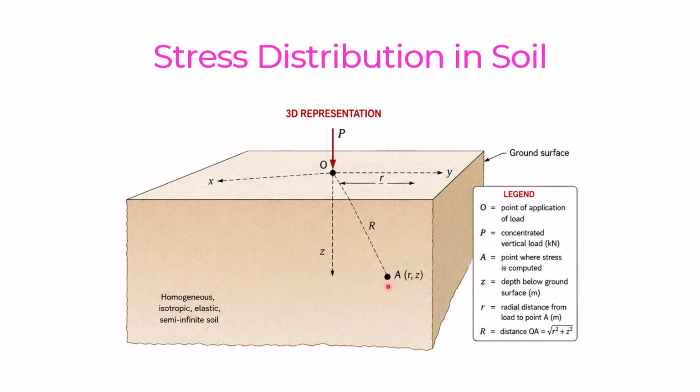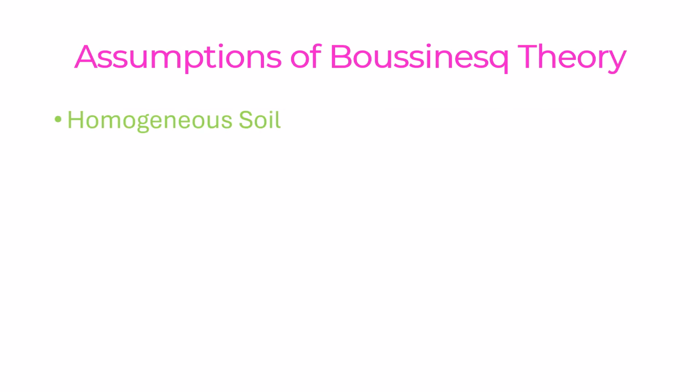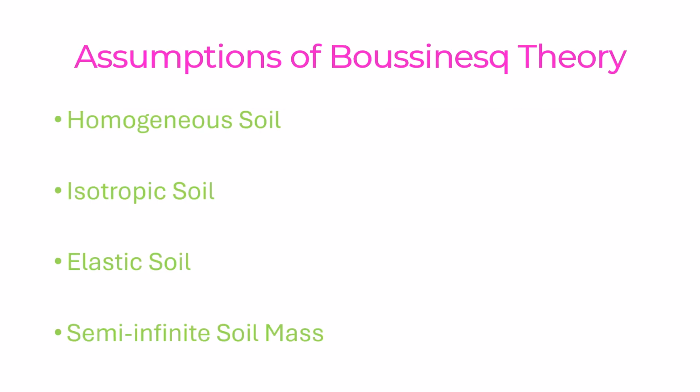Now consider a point A somewhere inside the soil. The stress at that point depends mainly on depth Z and the radial distance R. As depth increases, stress decreases. As radial distance increases, stress decreases. These are the assumptions used in Boussinesq theory. Remember these for theory questions and MCQs.